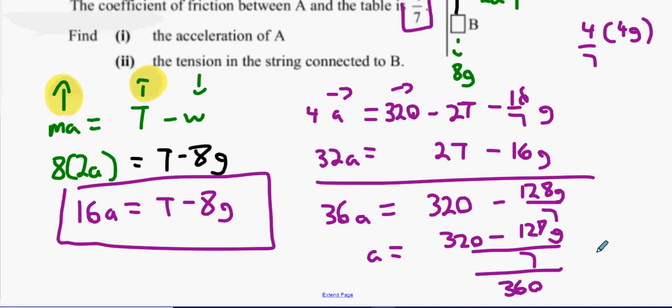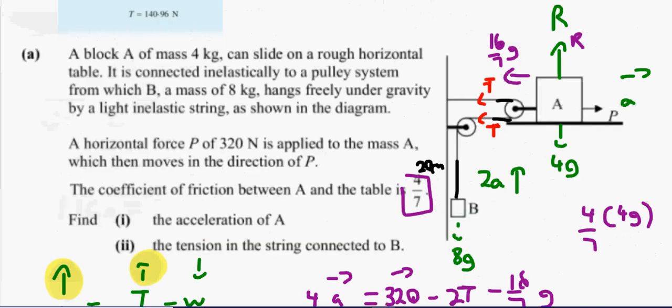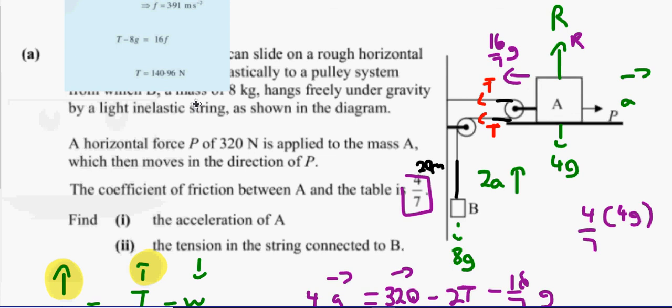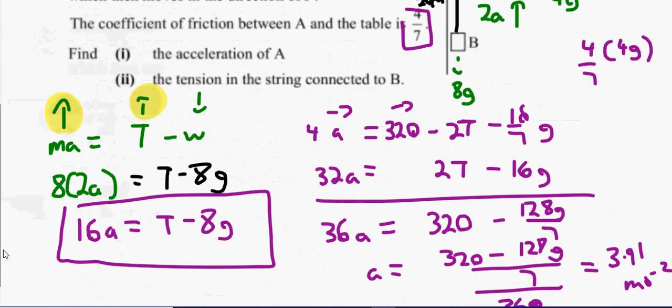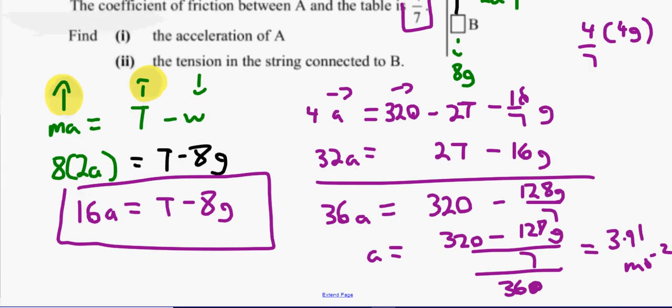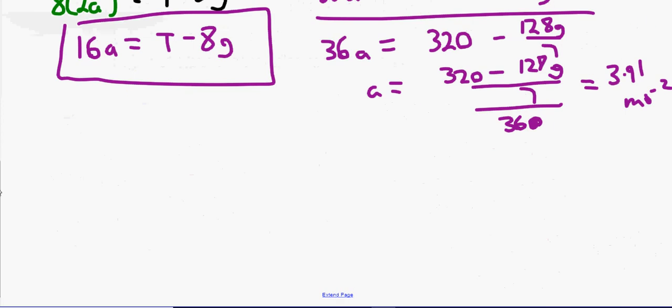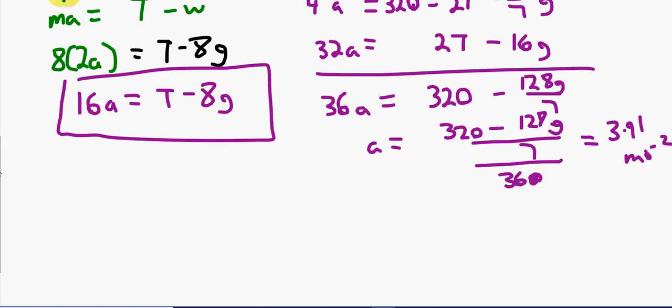Oh, sorry, not 360, 36. So we'll go for 3.91 meters per second squared. Yeah, happy days. Now, the tension in the string. Now, you're probably thinking, why am I so interested in this, alright? So I'm about to do something at the very end. You're going to have to be familiar with something you've never seen before, okay?